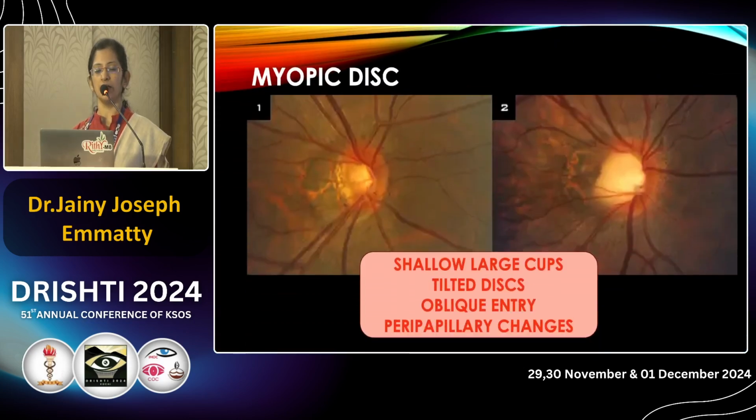And the most confusing condition is the myopic disc. It's always confusing due to the shallow, large cups, tilted disc, and oblique entry. Dr. Jason will be enlightening this in the next session.